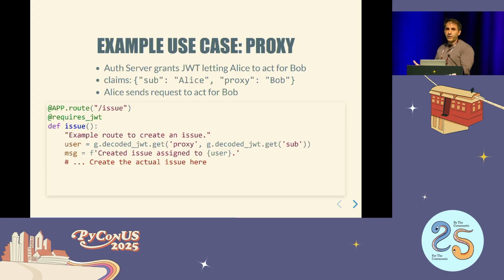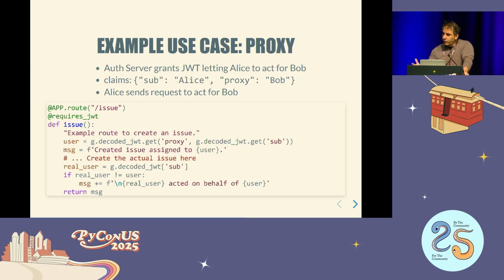So if proxy is there, for example, Bob, then the effective user is going to be Bob. And if that proxy field isn't there, then we'll fall back and get the subject field, and we'll have Alice be the effective user. Then maybe we'll have a message, and we'll create the issue, and everything is great. And if you want to, you could also look for the real user in the subject field.